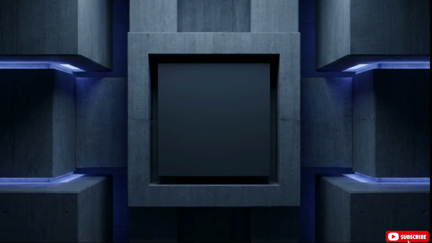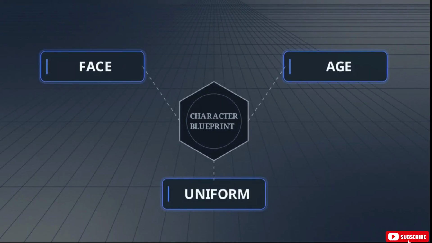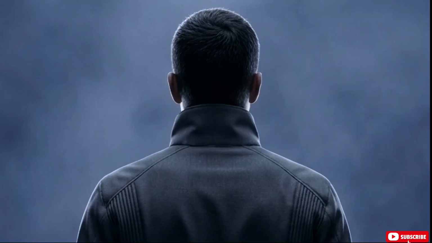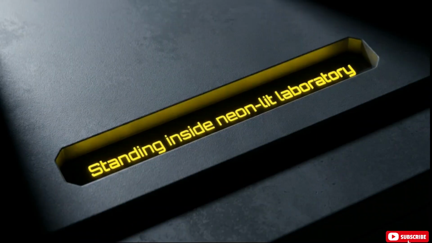Next, we need our lead engineer. Write a new prompt focusing entirely on his face, age, and uniform, and generate a clean portrait. This establishes our character. To place him in the scene, upload that portrait into the reference image box. Then update your text prompt to describe him standing inside the neon-lit laboratory we built earlier.